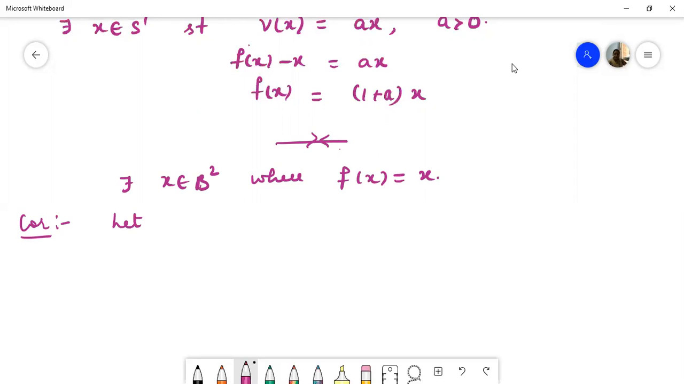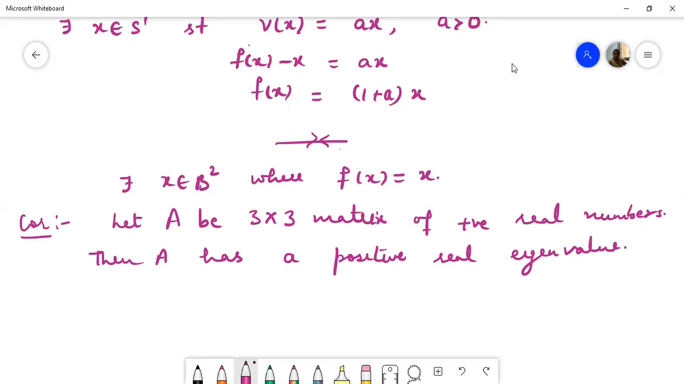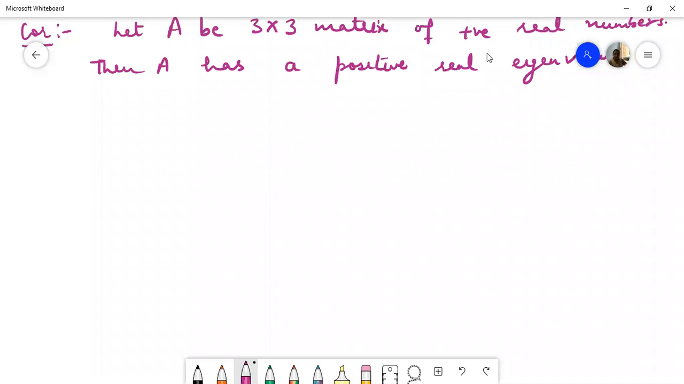Now we take a 3 by 3 matrix of positive real numbers. Let A be a 3 by 3 matrix of positive real numbers. Then this A has a positive real eigenvalue. So let us prove this result. Now here A is a given 3 by 3 matrix of positive real numbers.